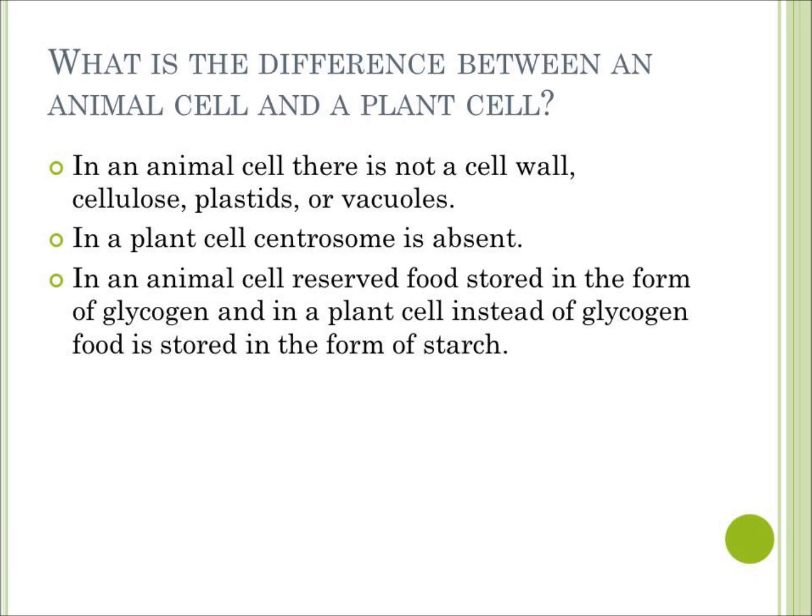In a plant cell, the centrosome is absent. In an animal cell, reserve food is stored in the form of glycogen, and in a plant cell, instead of glycogen, food is stored in the form of starch. So that's the main difference between the two. It's basically you take away some of the things that one has, and that's the plant cell, and you put back what the other one doesn't have, and that's the animal cell.